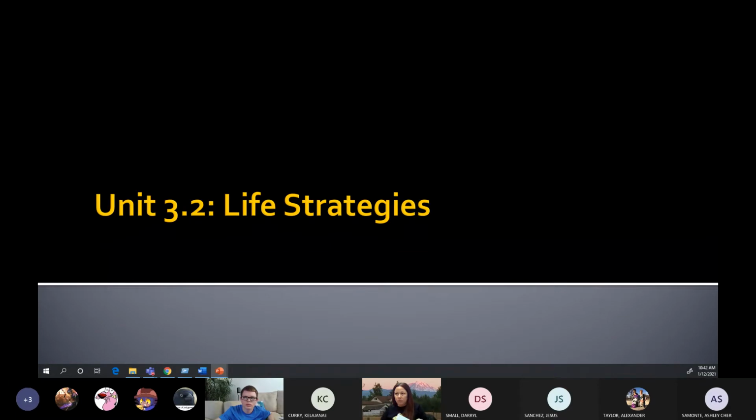Okay, so again, going into populations and things like that, we're going to start talking about what's called K and R selected species and survivorship curve. So like how many people stay alive for how long?